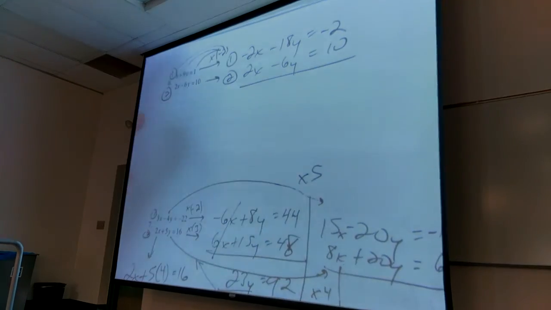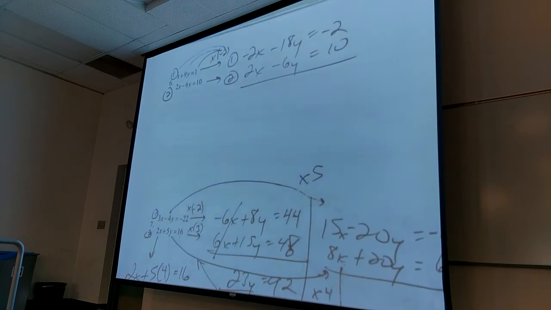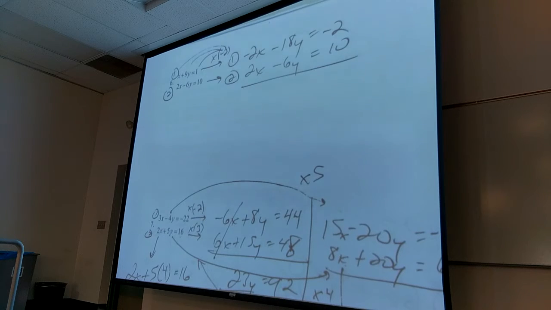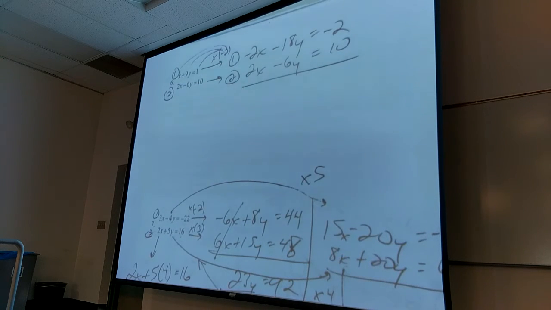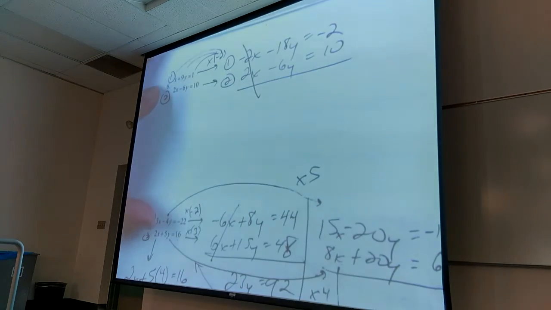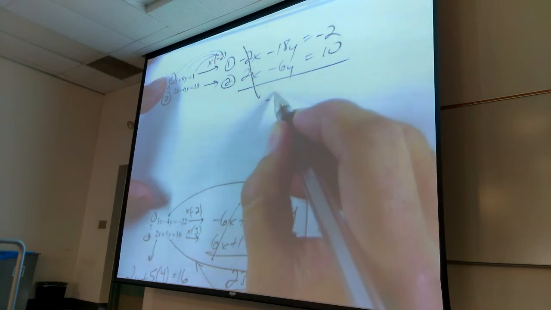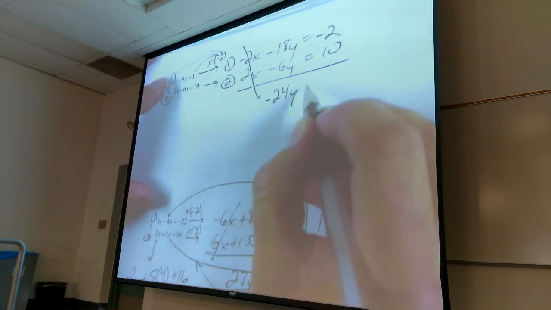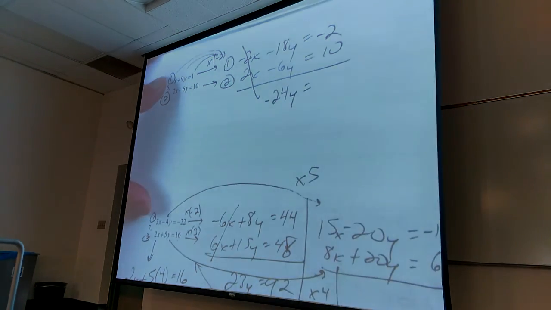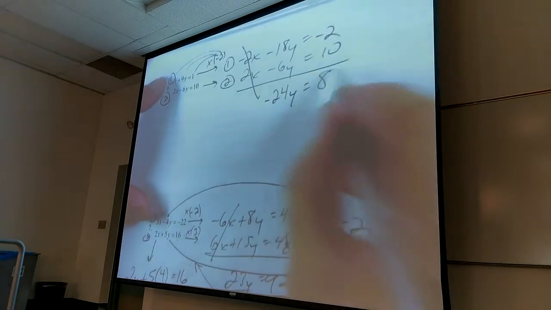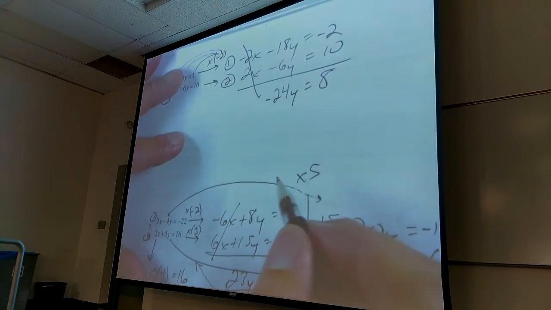So now I've got it set up so that when I add them together, I actually lose a variable. So what do you get when you add these together? X's die. What's negative 18 minus 6? Negative 24. And you get 8. Yeah, so this is another yummy one.